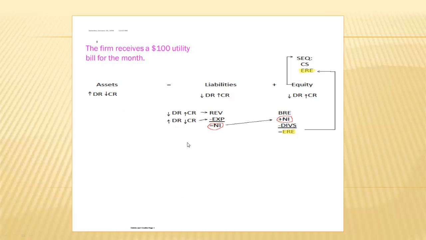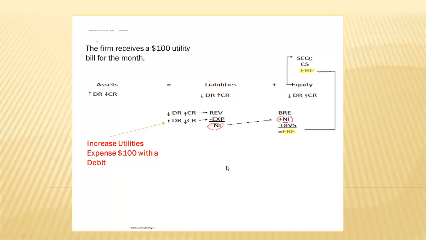Let's switch gears now and look at expenses. Let's say that the firm receives a $100 utility bill for the month. We would increase utilities expense by $100 with a debit. And this is the tricky part. We're increasing an expense, and an expense, that's a negative, isn't it? So fundamentally, we're increasing a negative number, and by increasing a debit, that decreases equity.